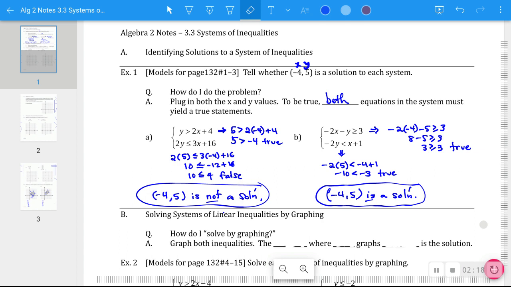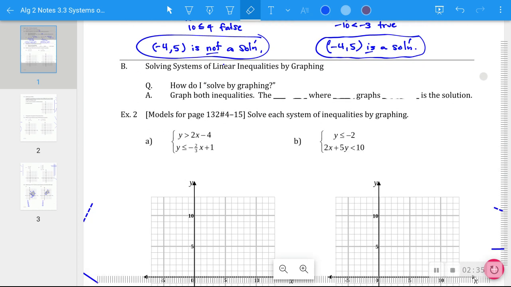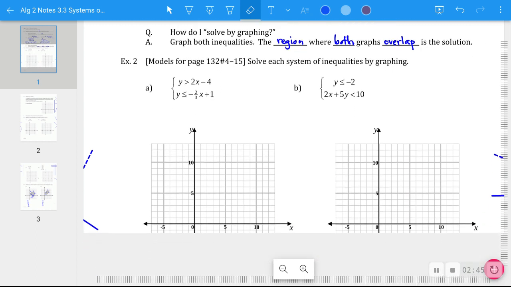Now, this is very inefficient. We were given a point out of many millions that we could have had, and we just tried it in both of them, and when it turned out to be true in both, it was a solution. That's not a very efficient way of doing it, so we have to have a different way. And here's the process. You're going to graph both of them, and the region where the graphs overlap is your solution. So let's do this first problem here.